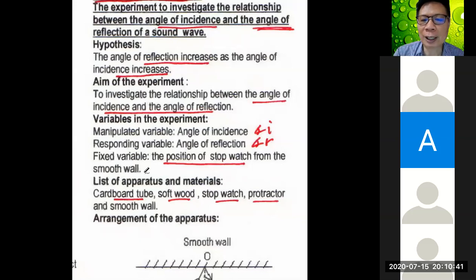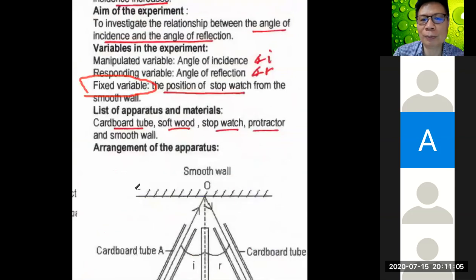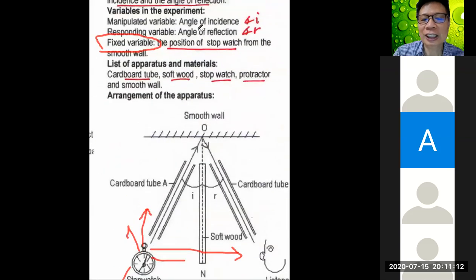I don't think this is correct, you know. Can we fix the position of the stopwatch? You need to adjust, right, to increase the angle, correct not? So this one cannot fix here, you have to move around. And then because of that, what must be fixed? If not the position of the stopwatch, what must be fixed? Can anyone tell me? Hashini? Sir, position of softwood.